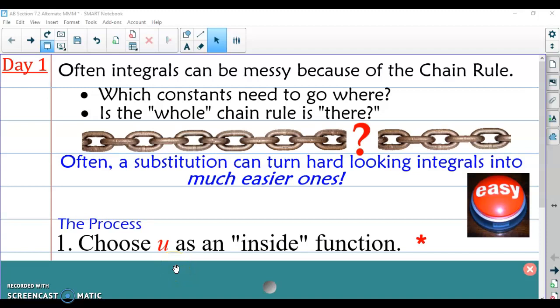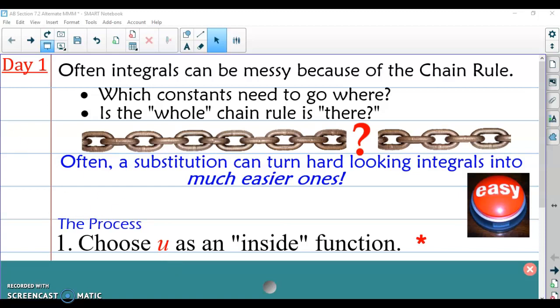This will be video number 1 on how to do U substitution using calculus. Basically, the idea behind U substitution is that sometimes integrals look messy because of how we do derivatives with the chain rule. If we could figure out a way to undo the chain rule, we could probably make the integral look a whole lot easier, which would make our jobs better and easier to accomplish.